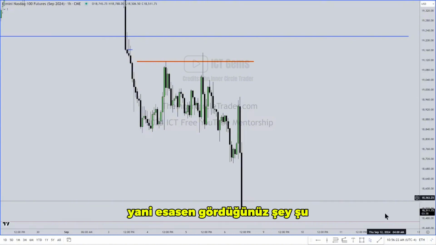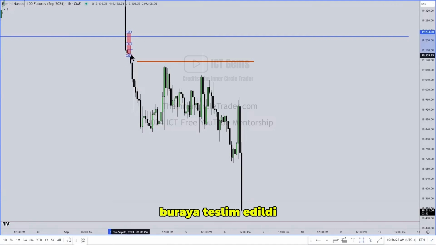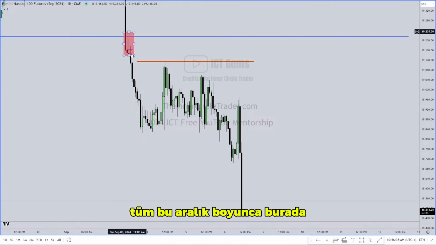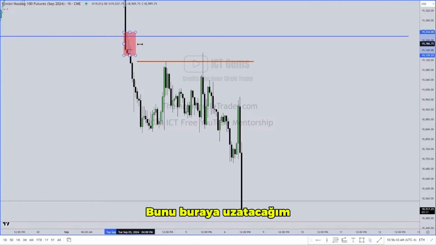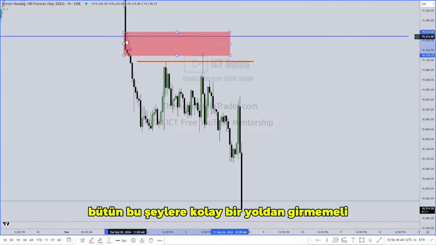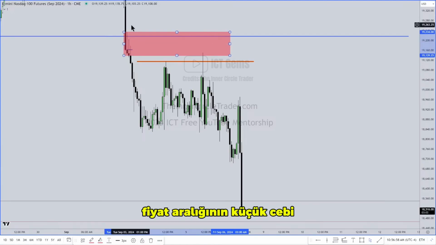So essentially what you're seeing is a wall of price action that's been delivered here. It's offered buy side and sell side all throughout this range, and then it leaves it right there. So I can take that idea and say I'm going to extend this over here. And once it gets into that area, it should have no easy path into all this stuff or higher. So now I'm further refining this down into a small little pocket of price range.